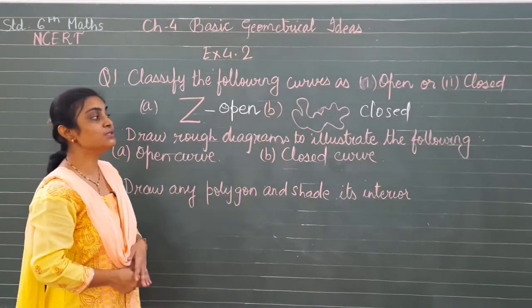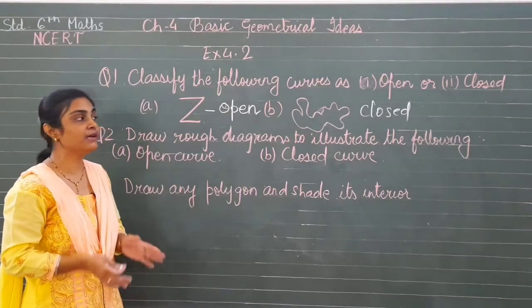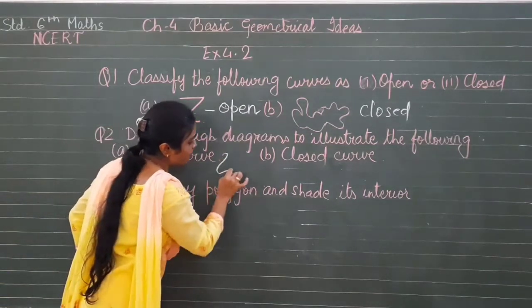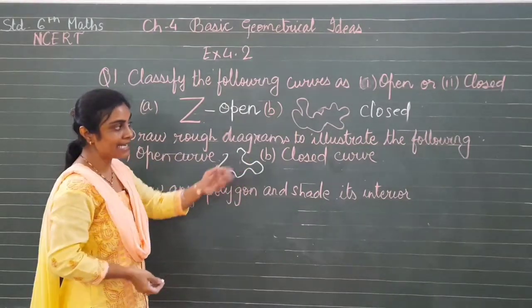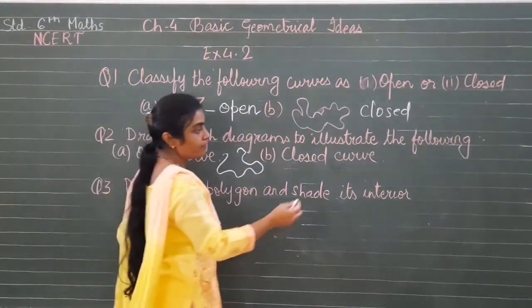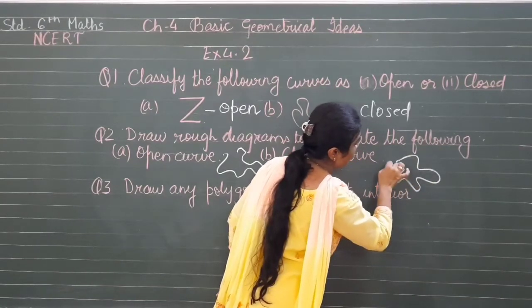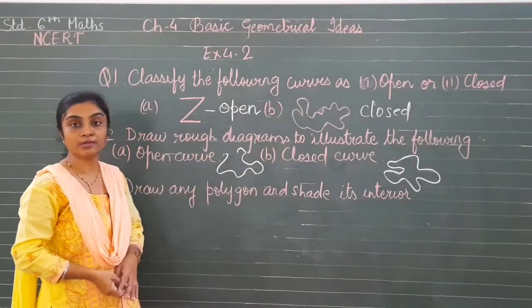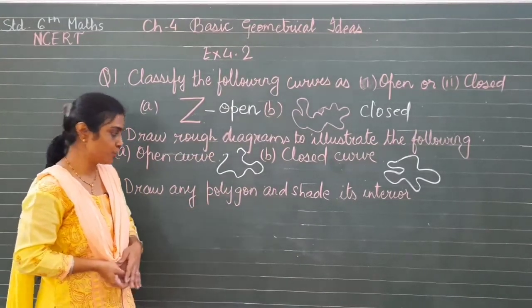Now let us move to the second question. Draw rough diagrams to illustrate the following. Open curve. You can draw the figure of an open curve as you wish. So if I want to draw, I will draw an open curve this way. Second is a closed curve. If you want to draw, this will be your closed curve. I have joined both the points. So this was about the closed figure. You can draw it by yourself according to your choice.